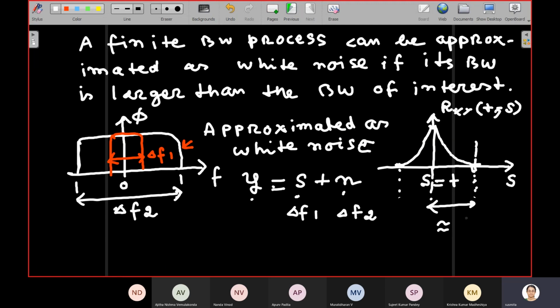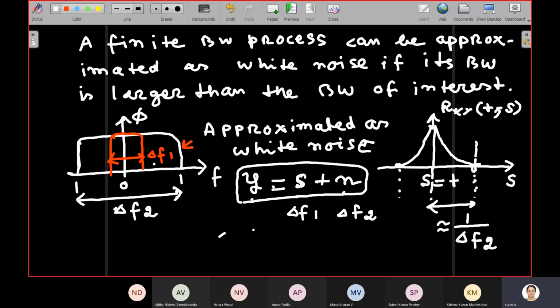So this is approximately, you will see, 1 by delta f2. Okay, so beyond 1 by delta f2, it basically has almost zero values. Now, when we are making measurements for this signal or quantity S, we need to discretize it. We cannot make measurements in the continuous domain. Therefore, we need to actually draw samples at some interval. To preserve the bandwidth, since the bandwidth of interest is delta f1, the sampling interval delta t must be greater than 1 by delta f1.